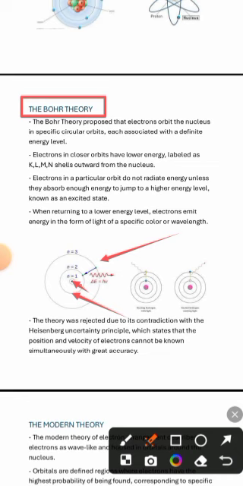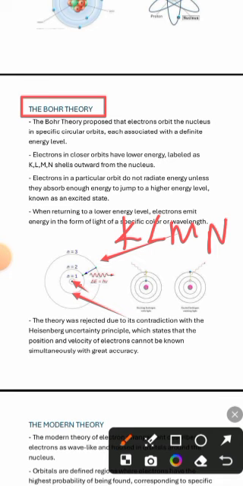And these shells are represented by alphabets called the KLMN notation. They represent the shells. K is the first shell, L is the second shell, M is the third shell, and so on.